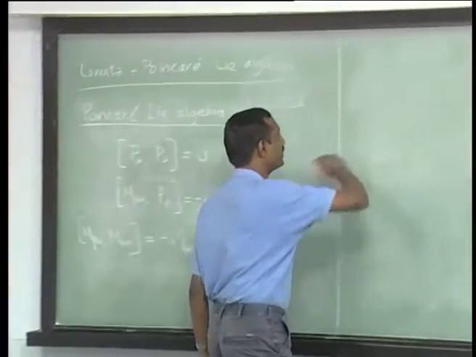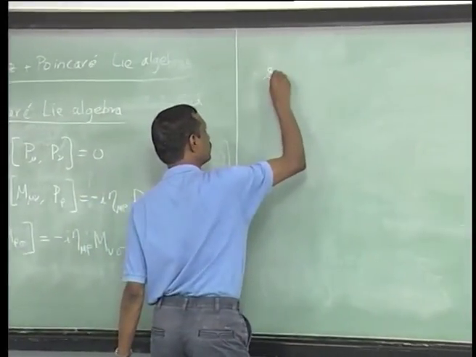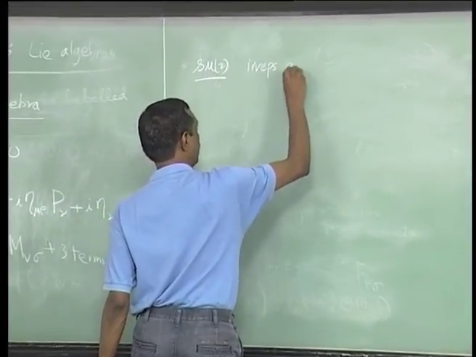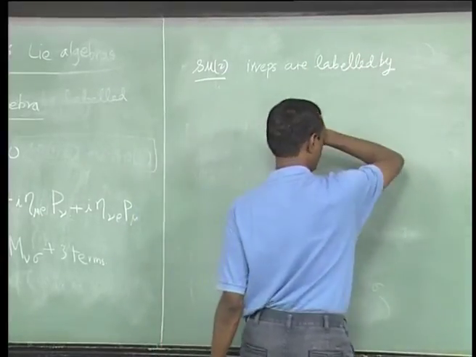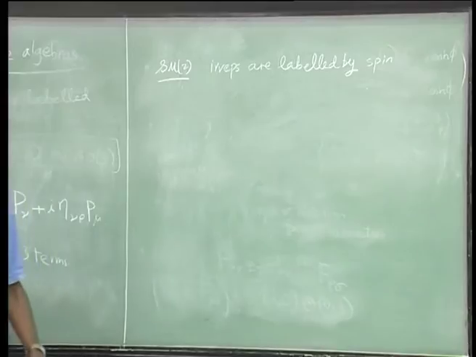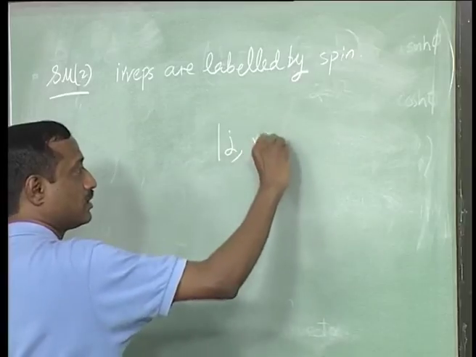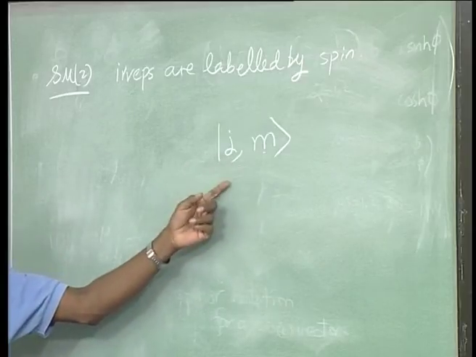So, before that, let us go back to SU(2). I made the statement for SU(2) that irreps are labeled by spin. In other words, if you take a spin j multiplet, it has a whole bunch of states m running from minus j to plus j in steps of 1. So, now the thing is, can we write some operator which will give us j irrespective of which element we pick?